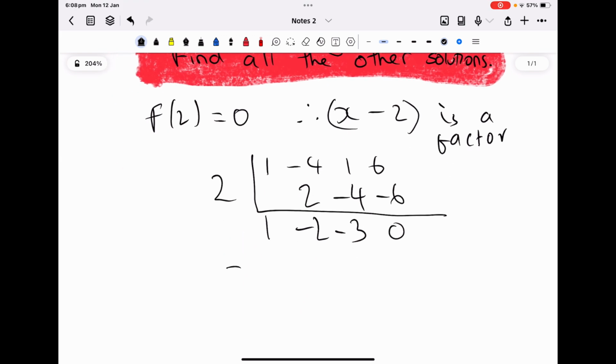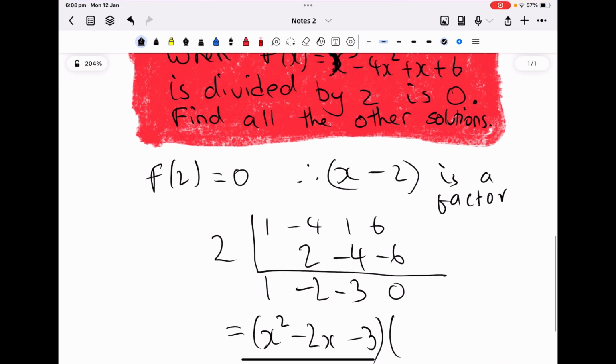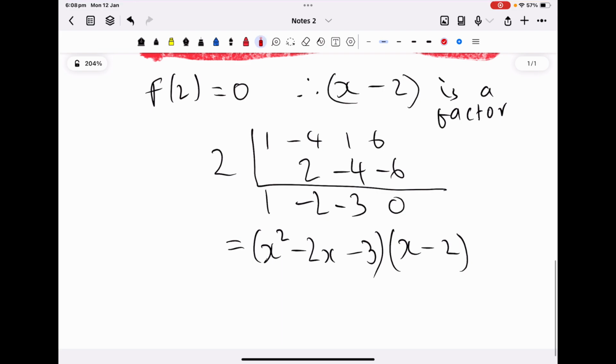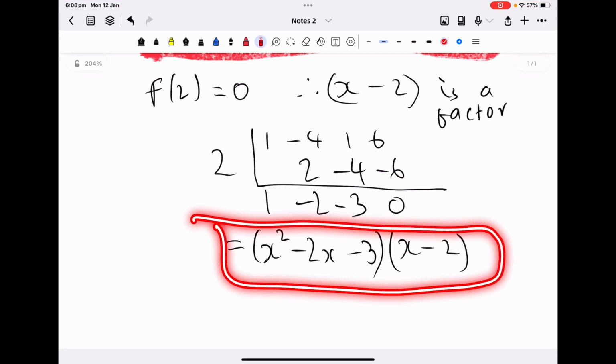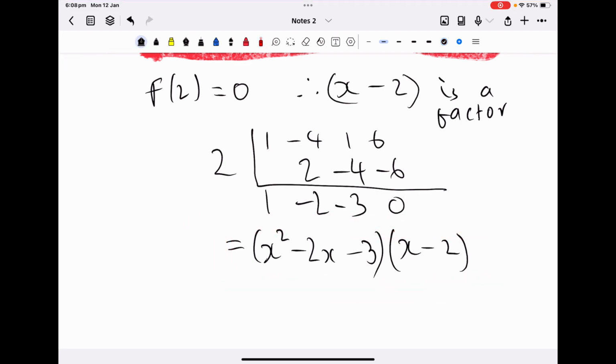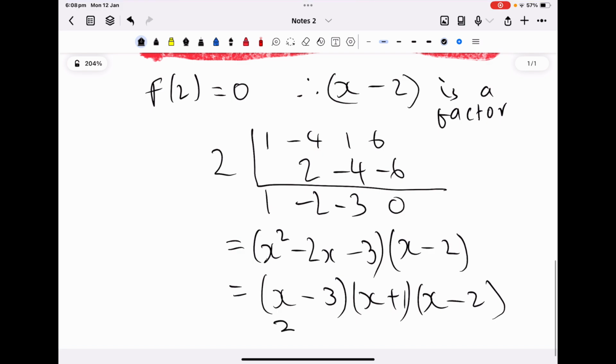And that just means f(x) equals, you get x squared minus 2x minus 3 times this x minus 2. Because you basically got the answer here. This is what you get if you did long division, but you can just do it in a couple of seconds. Now you just factorize this, which is x minus 3, x plus 1, x minus 2. So all the solutions will just be 3, negative 1, and 2. And that should be it.